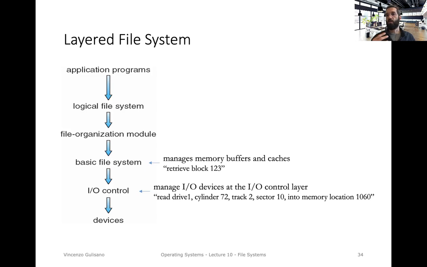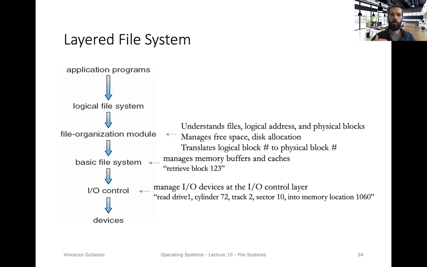It speaks in terms of blocks, so it says retrieve a specific block or write to a specific block, and it's also the one that maintains buffers and caches when you read and write to the disk. These are similar in spirit to what we discussed also for the memory. You have the file organization module, okay, and this is about translating logical blocks into physical blocks.